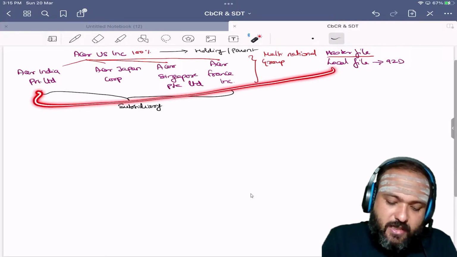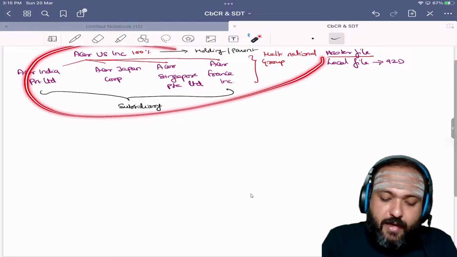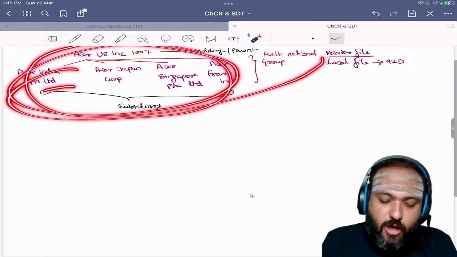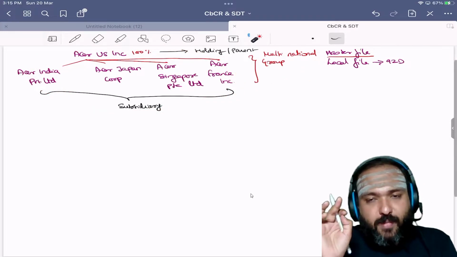Local file will be specific to AIPL. Master file will cover the entire picture. It will not stop with AIPL alone. Clear? Now, I have understood what the master file is.